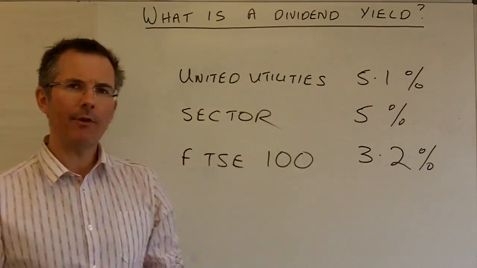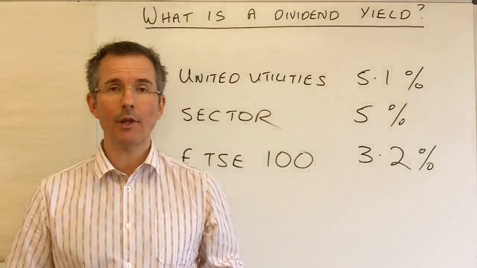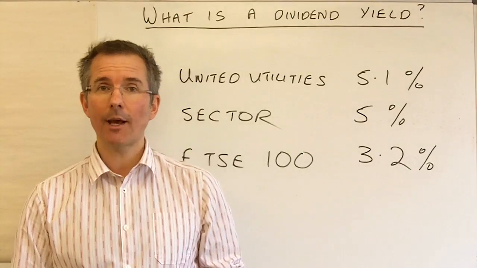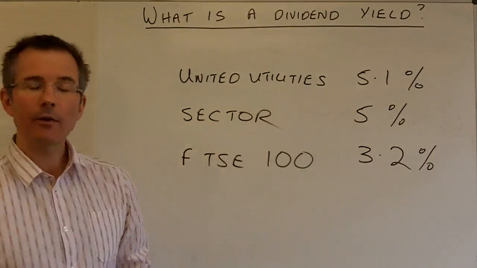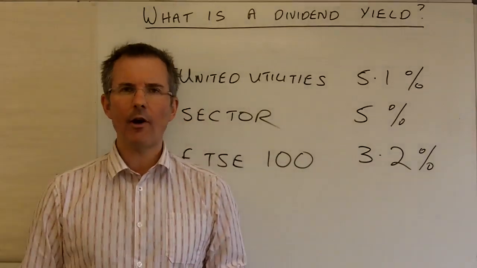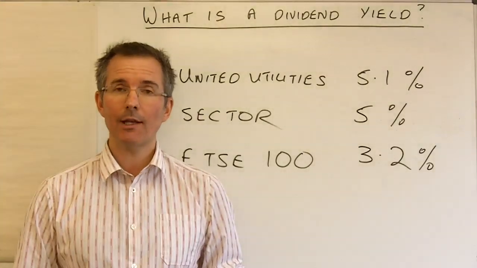Or what would the government give me for buying IOUs issued by the government called gilts? Because investing with the government is safer than buying shares in companies. So there are a number of things I can compare a dividend yield to, to start to get a feel for: is it high enough? Am I being offered a decent return? By itself, not a particularly useful number.